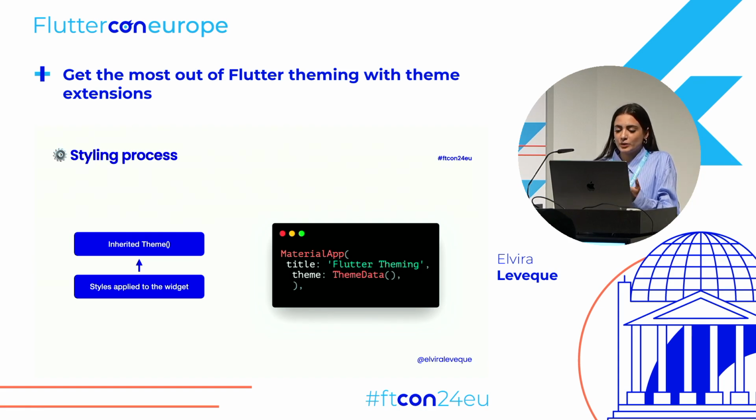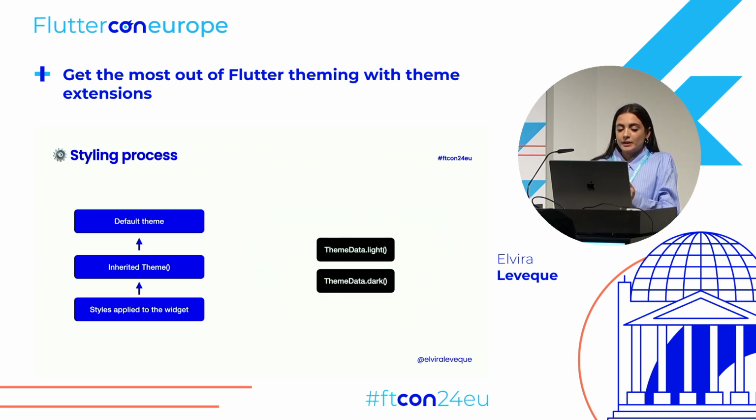The next step is to check the nearest instance of an inherited theme. And this is what we just saw with the MaterialApp when we provided ThemeData, because that will be inherited by the subtree. And finally, for the styling that was not overridden in either the widget constructor or the inherited theme, the fallback is the default theme, so the ones that we find under the ThemeData.light and dark constructors.